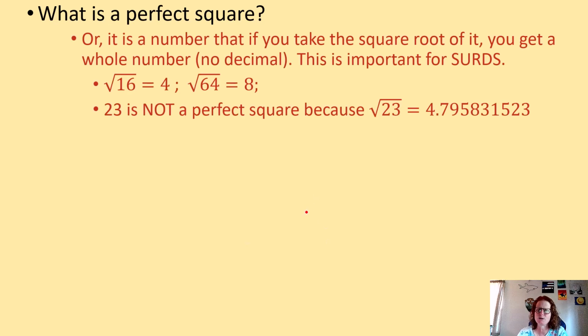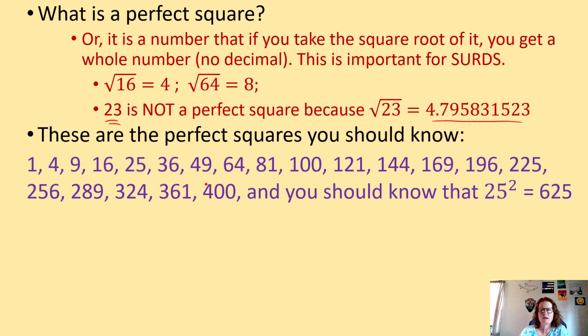Now, the second way to define a perfect square is to say it is a number that if you take the square root of it, you get a whole number, no decimal. This is important for surds. So if I take the square root of 16, I get 4. So remember, 4 times 4 was 16. We determined in the previous slide that was not a surd. That's a perfect square. Square root of 64 is equal to 8. Again, 64 is a perfect square because I get a whole number of 8. 23 is not a perfect square because the square root of 23 gives me a decimal that never ends and never repeats.